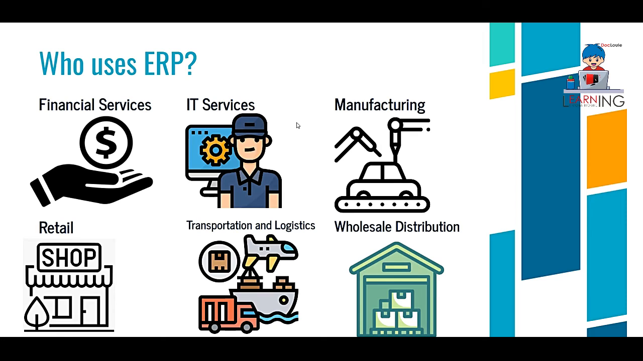Hindi pwedeng mawala ang transportation and logistics because imagine kung wala silang sistema, yung magdi-deliver ng Shopee, ng Lazada, ng JRS o kung ano man sa inyo, at some point, hindi nila ma-access yung system. And I'm pretty sure na hindi sila nagkakabisado ng mga address ng kanilang pagpupuntahan or pagdadalahan ng kanilang product. In that case, that's a very big problem.